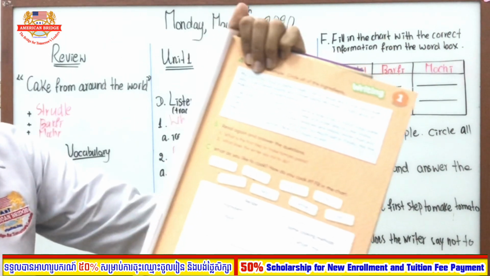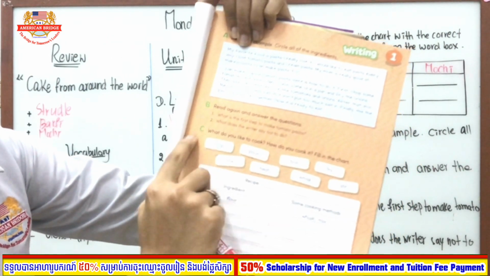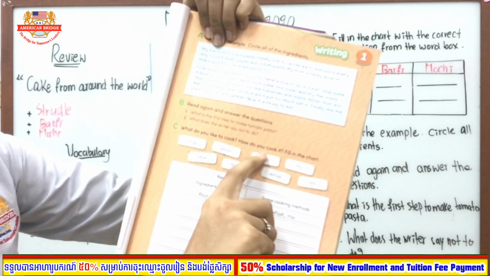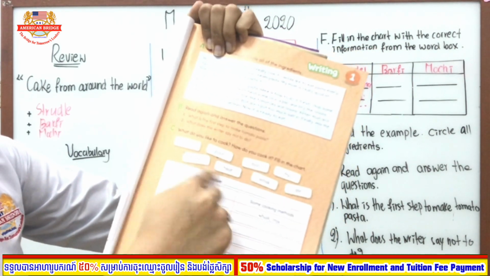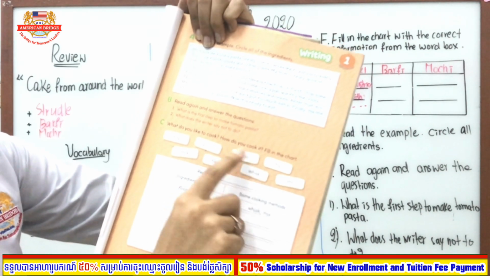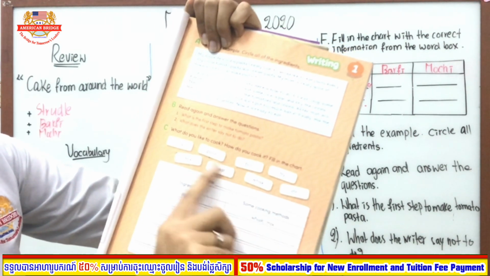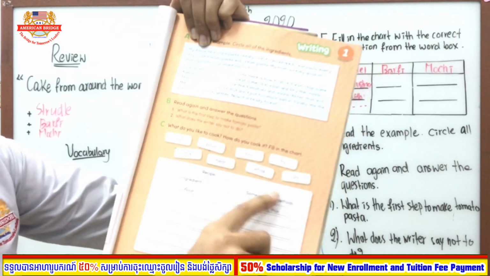Teacher did not write it on the whiteboard, but you can look here. What do you like to cook? How do you cook it? And fill in the chart. So in section C, they give you some methods, the words that can describe. So there's a recipe here.